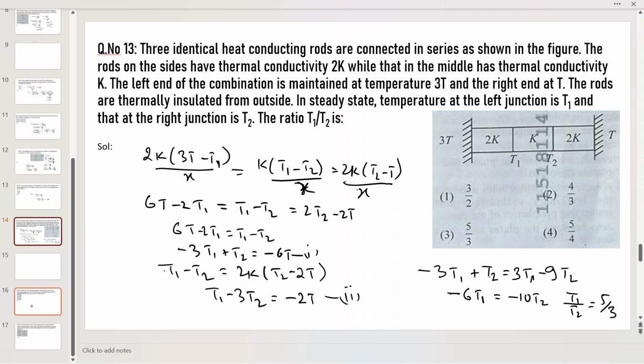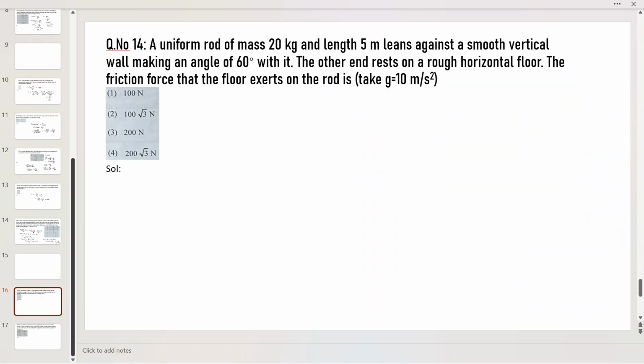Now my second question is here. The rod is making a 60 degree angle with the vertical. The figure says a uniform rod of mass 20 kg and length 5 meter leans against a vertical wall. So it will be a right angle triangle.